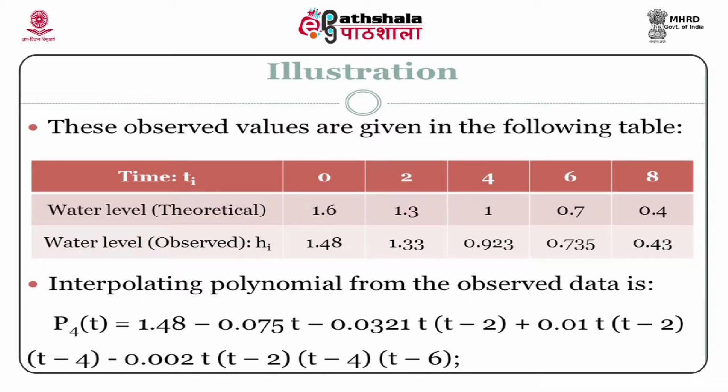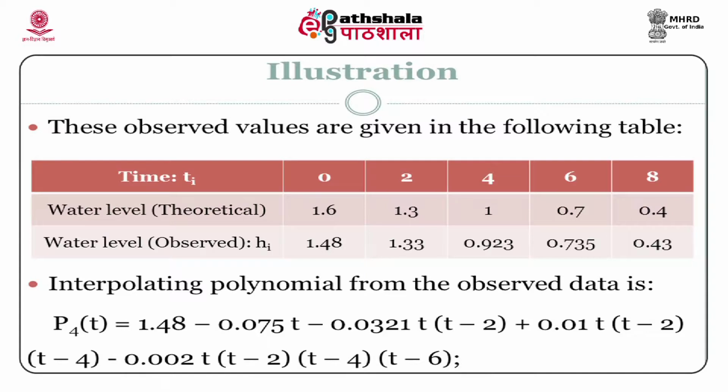So in the interpolating polynomial from the observed data, the nodes that we are going to consider are (0, 1.48), (2, 1.33), (4, 0.923), (6, 0.735) and (8, 0.43). The interpolating polynomial, if you compute from this, is the 4th degree interpolating polynomial P4(t) equal to 1.48 minus 0.075 t minus 0.0321 t (t minus 2) plus 0.01 t (t minus 2)(t minus 4) minus 0.002 t (t minus 2)(t minus 4)(t minus 6).